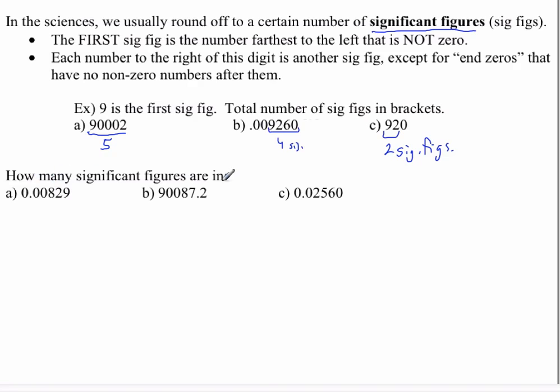Okay, how many significant figures are there? We don't count zeros at the front, so there's 3. Here we count zeros in between, so this is 6 significant figures. Don't count these zeros in the front, we count this 0 at the end. So that's 4 significant figures.